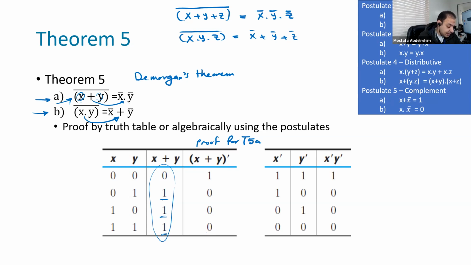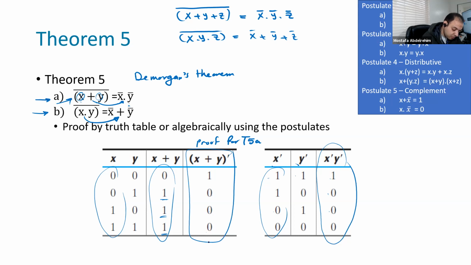Then the right hand side. We need x complement and y complement. Here is x complement and here is y complement. You just take the complement of each. We started with 2 zeros turning into 1s, here is 2 1s and 2 zeros. Here we start with 0, 1, 0, 1 and here 0, 0, 1, 1, complemented to 1, 0, 1, 0. Then you take the AND: 1 and 1 is 1, 1 and 0 is 0, 0 and 1 is 0, 0 and 0 is 0. If you compare this column with that column, they are equal.